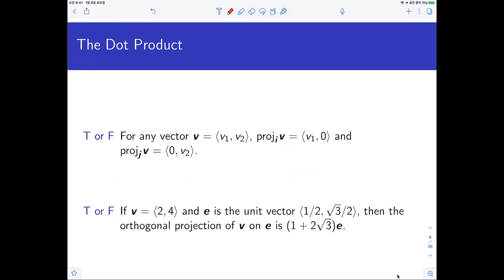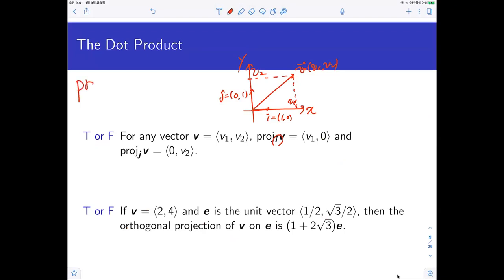For any vector v, the component form is a two-dimensional vector v1, v2. Here i is the unit vector parallel to the x-axis. Here is i, i is (1, 0). Since we consider two-dimensional vectors, i and j are (1, 0) and (0, 1). If here is v, v is (v1, v2). So here is v1 and here is v2. So we find the projection onto vector i.